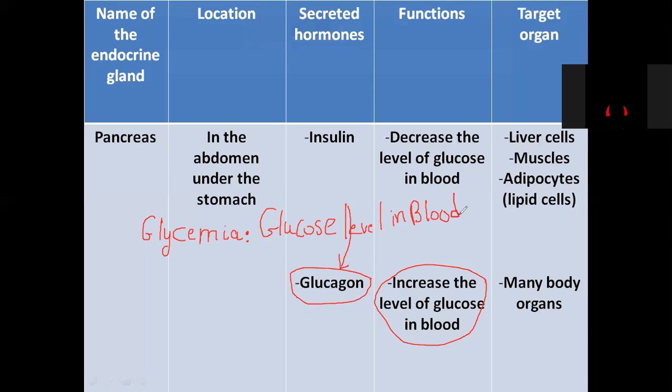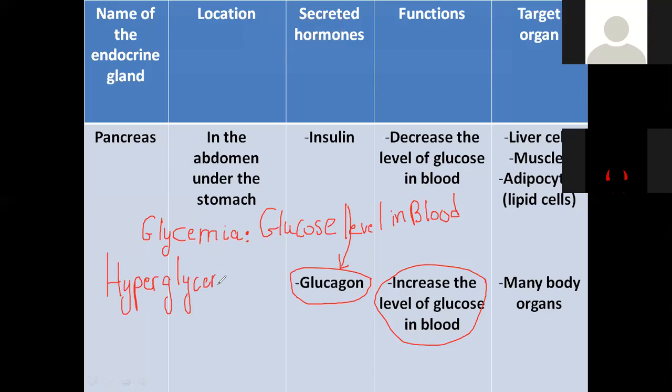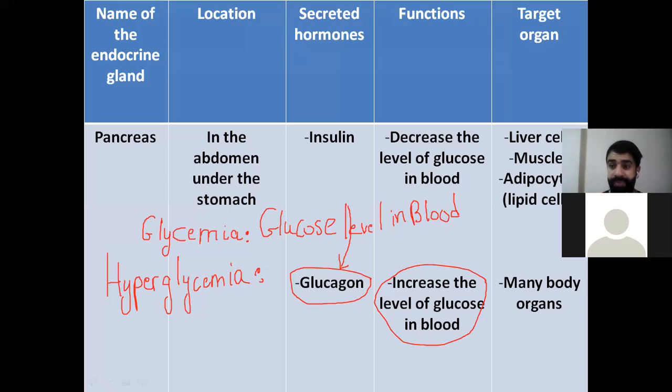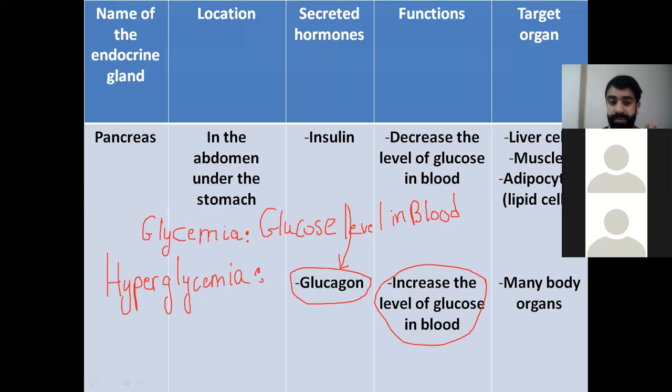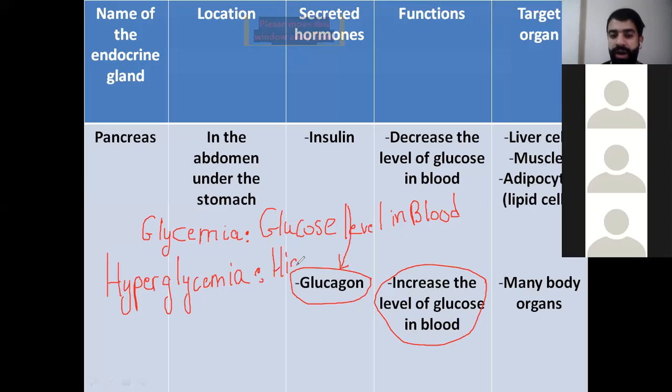If I move to the word hyperglycemia, what does this mean? Yes, Kamel. A high amount of glucose in the blood. A high amount of glucose, higher than the normal. So hyperglycemia is a higher amount of glucose. Okay, high glucose level. Thank you, Kamel. So high glucose level is referred to as hyperglycemia.